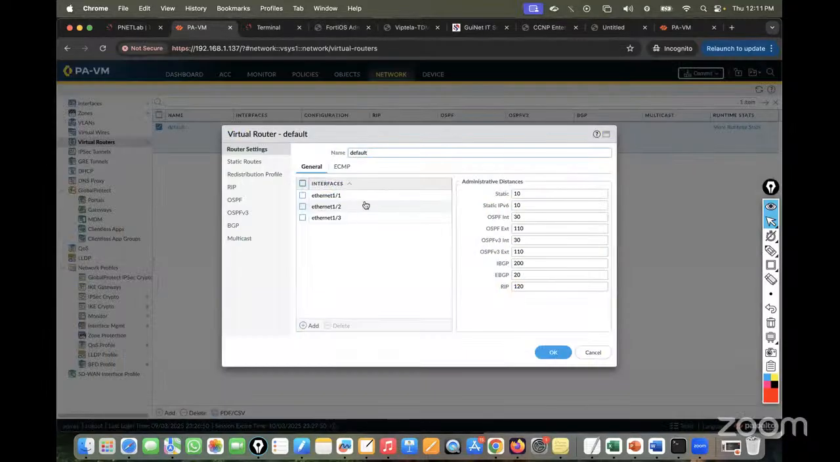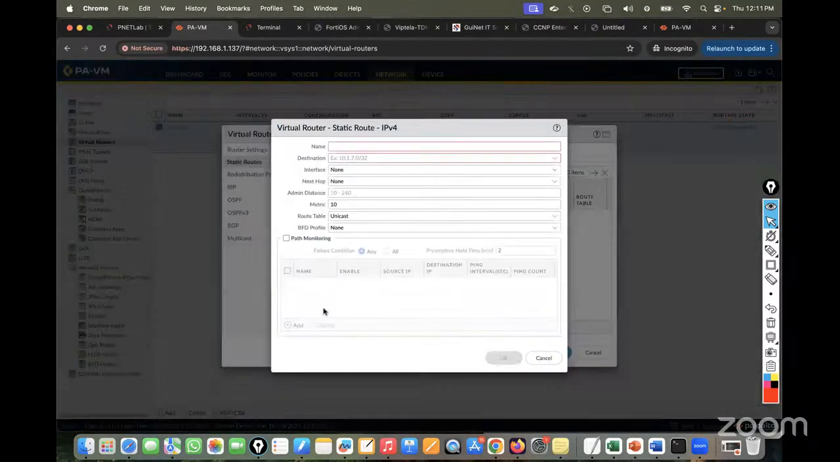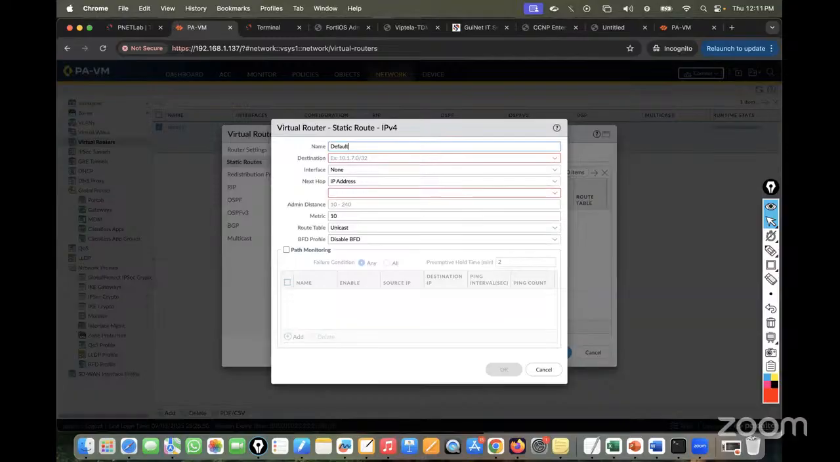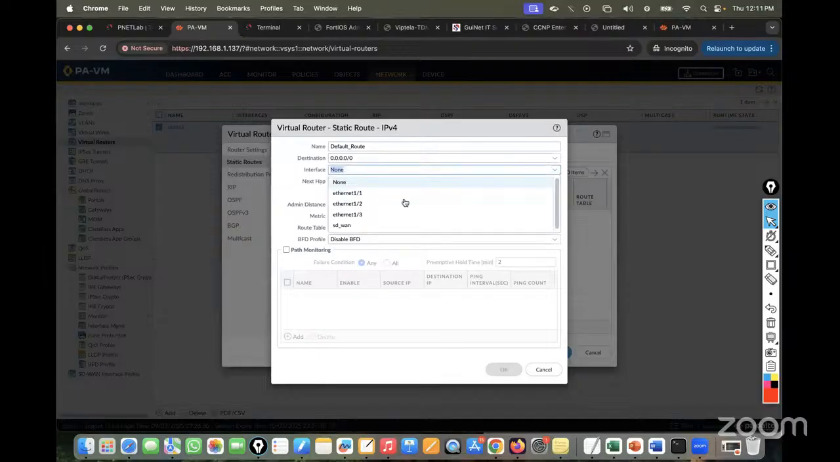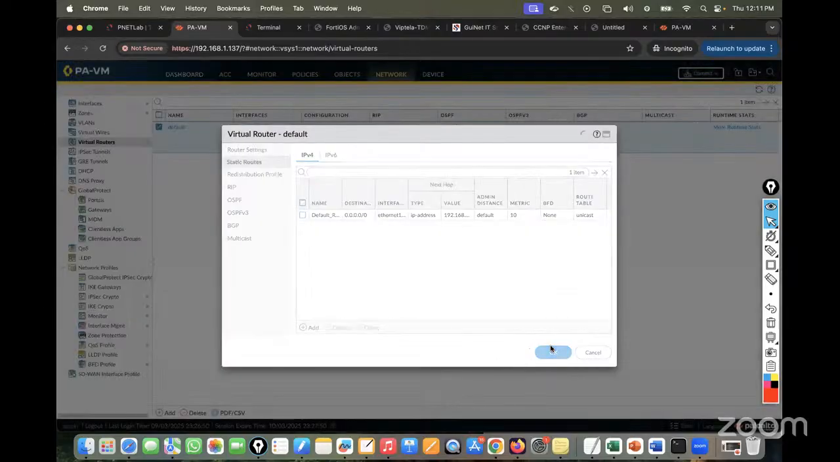So I'm going to configure the static default route pointing toward the gateway of the internet router. Default route: the route is going to be 0.0.0.0. Interface is going to be 1. Next hop is going to be 192.168.1.1. This is our internal router gateway IP address. I'll click OK. This is also done.